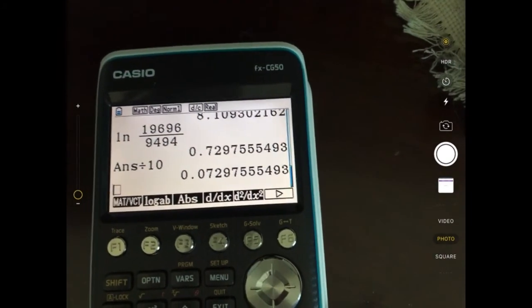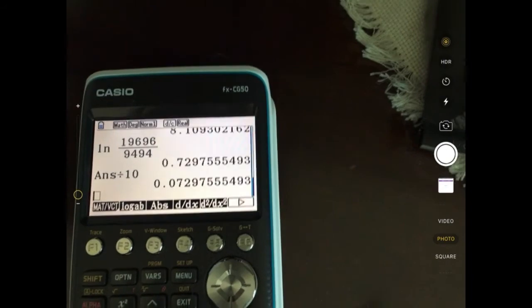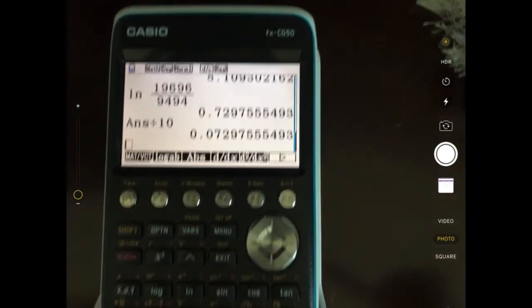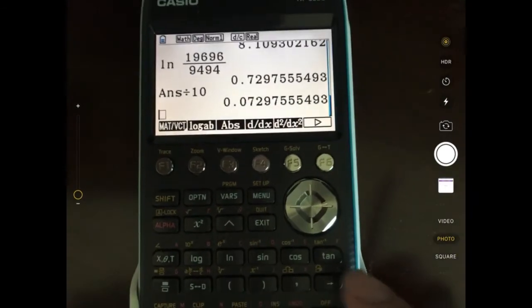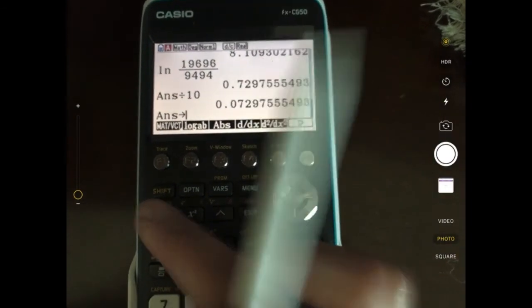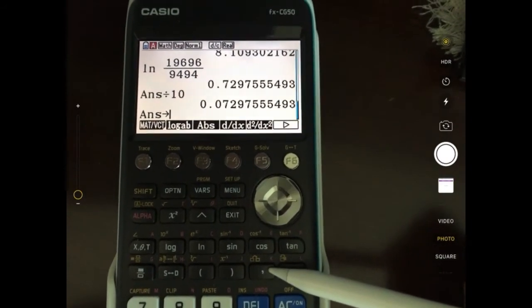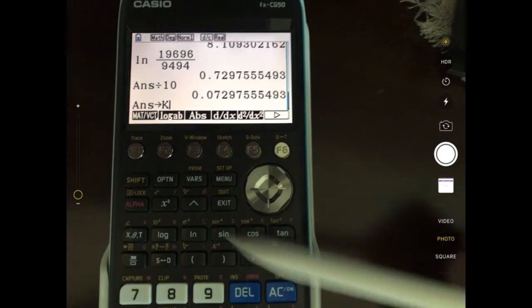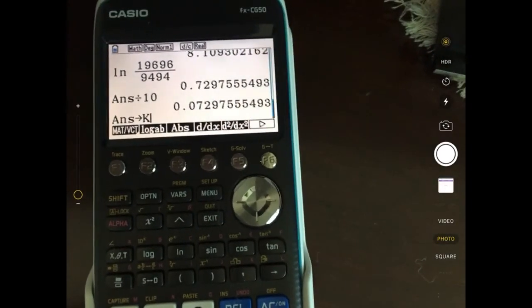So I get 0.072975555493. I'm going to store that value. I'm going to store it using this arrow key right here. So I hit the arrow, and I'm going to store it as alpha, and then I'm going to look for K. K is right here, it's the comma. So I'm going to store it as alpha K. This way I have the exact value.